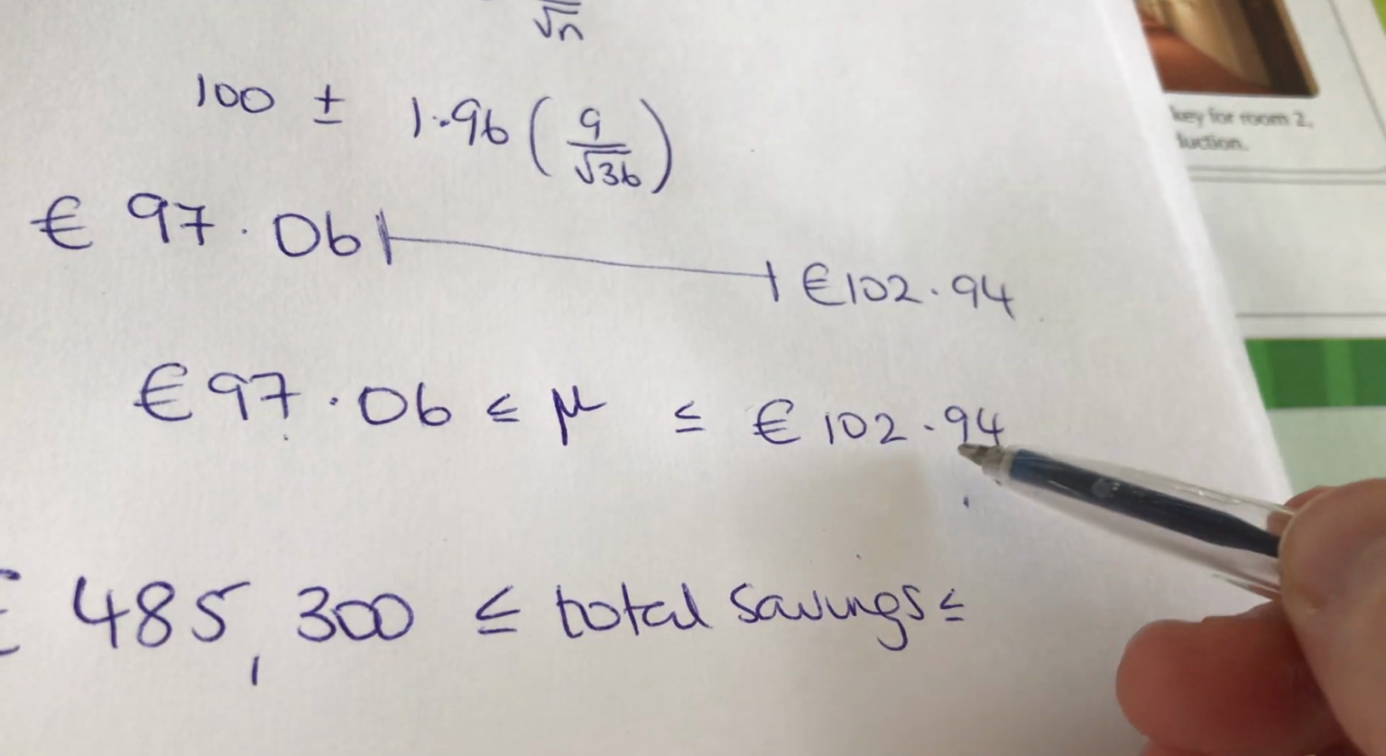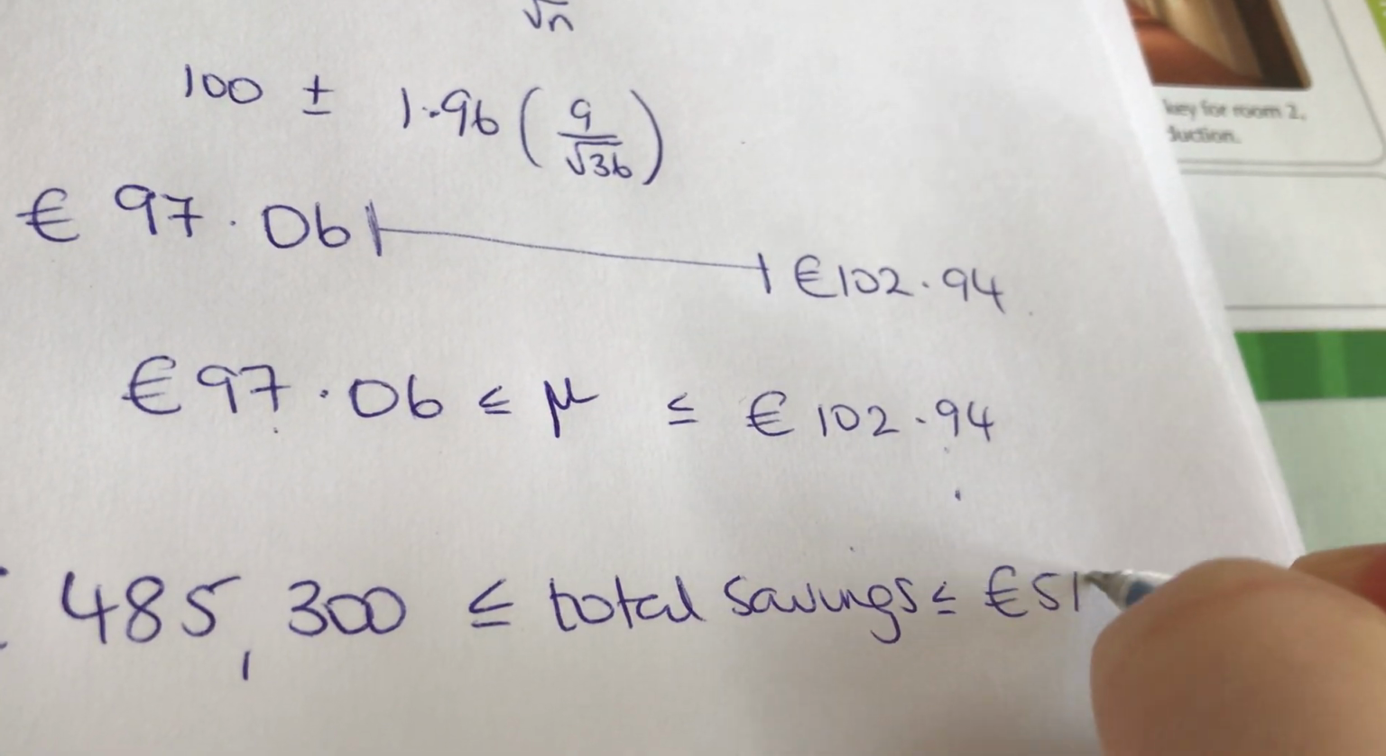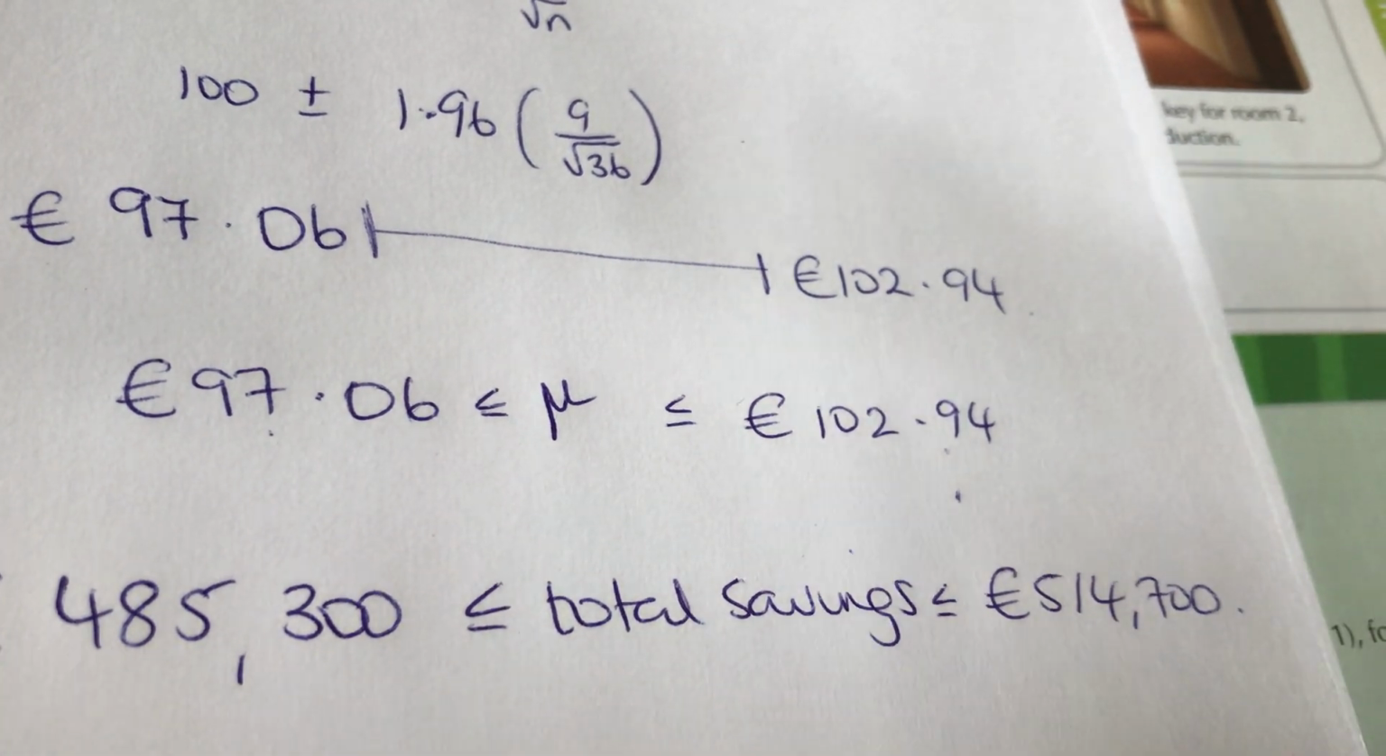and if each account has that in it, and there's 5,000 accounts, there's part B. So there's my answer to part A, and there's my answer to part B.